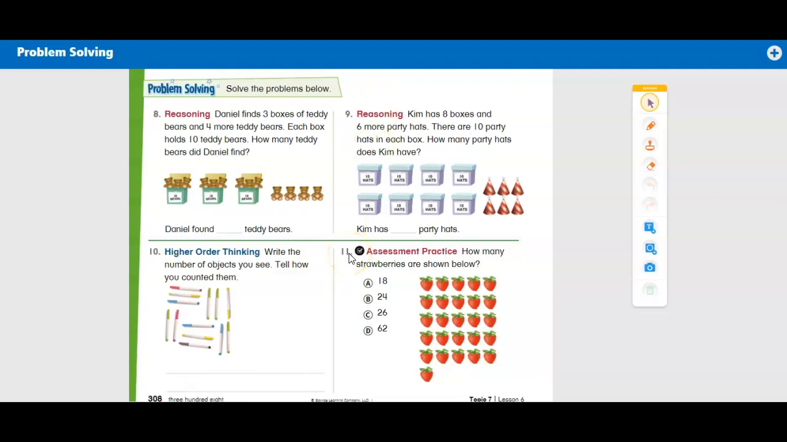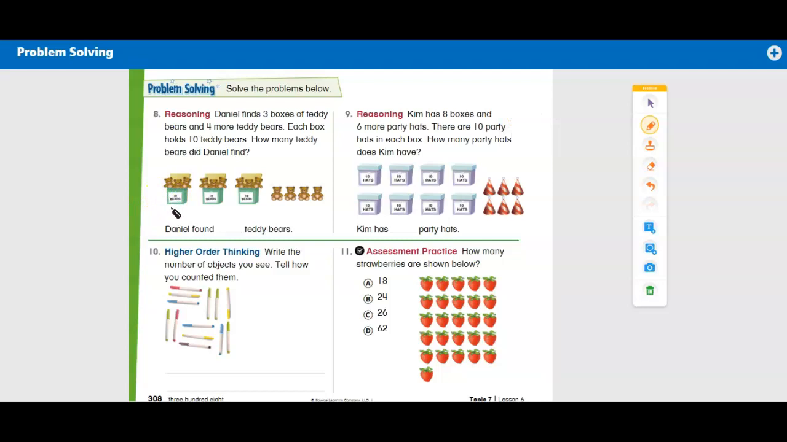For the last page of our worksheet today, we will be working on page 308, Problem Solving. Our directions tell us to solve the problems below. Number 8 begins by saying, reasoning. Daniel finds 3 boxes of teddy bears and 4 more teddy bears. Each box holds 10 teddy bears. How many teddy bears did Daniel find? It then wants us to write our answer below. Daniel found blank teddy bears.